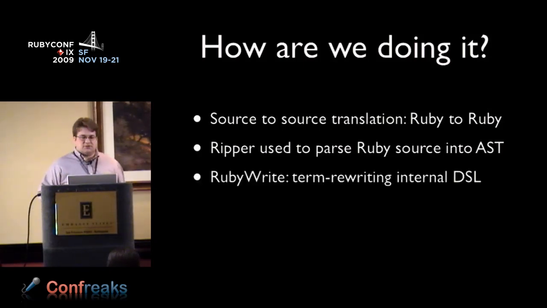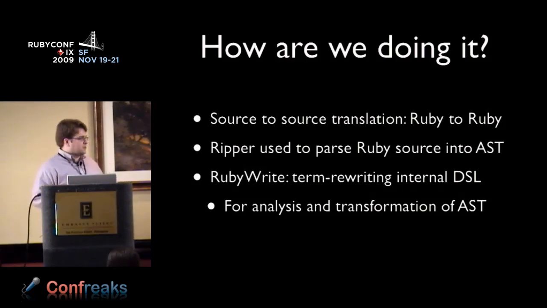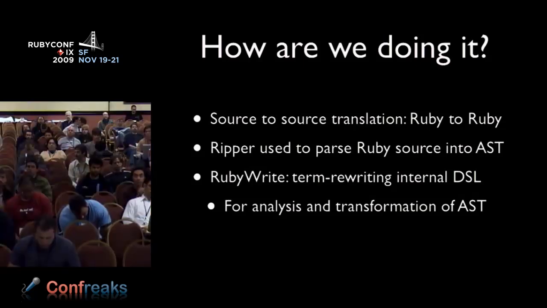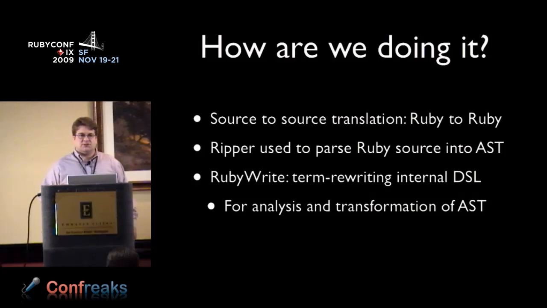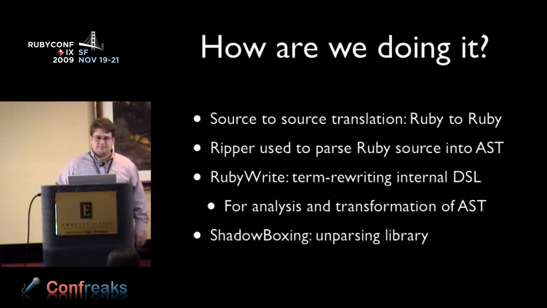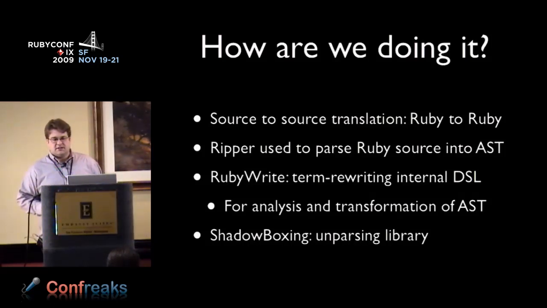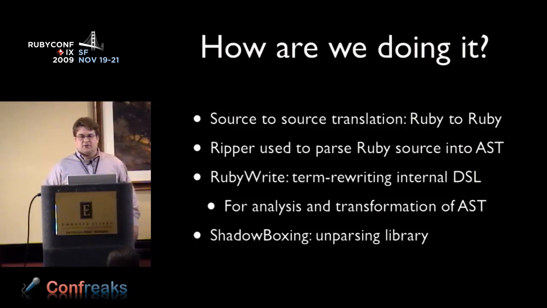We also wrote an internal DSL called RubyWrite that we use for doing term rewriting on our abstract syntax trees. And basically we use this for all of our analysis and for our transformation of abstract syntax trees. And the virtue of it being an internal DSL is it means that it gives us all of Ruby, which allows us to use libraries like the RGL library, which is great for doing graph-related things, which is also a common thing to do inside compilers. And finally, we wrote a little unparsing library called Shadowboxing, which is also part of the RubyWrite stuff.